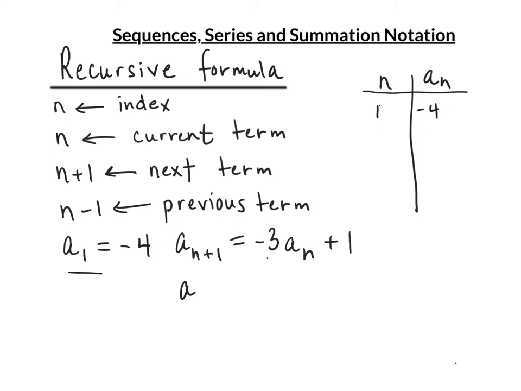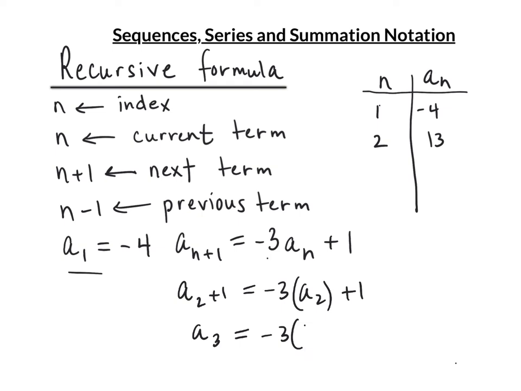A sub 1 plus 1, or a sub 2, will equal negative 3 times a sub 1 plus 1. So a sub 2 would be negative 3 times a sub 1. We know what a sub 1 is. It was negative 4, plus 1. Essentially, we're going to take negative 3 times negative 4, 12, and add 1, and that'll be 13. A sub 2 will equal 13. A sub 2 plus 1, that's a sub 3, equals negative 3 times a sub 2 plus 1. So a sub 3 equals negative 3 times 13 plus 1. That's negative 39 plus 1, which is negative 38.